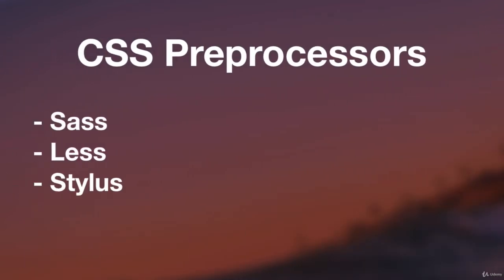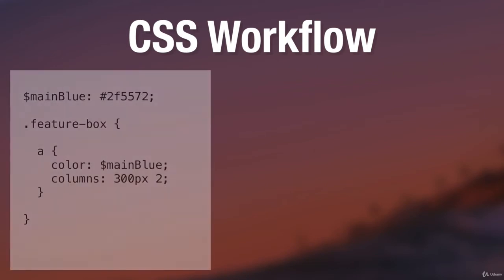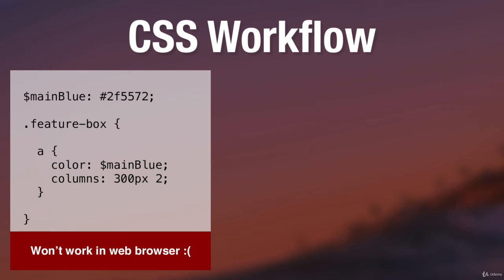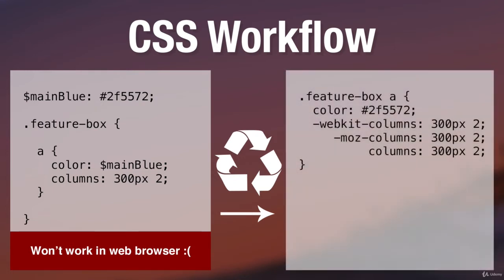So tools like Sass and Less and Stylus let us write CSS the way we wish we could write it, even though it won't work in a web browser. And then these tools pass our code through a filter that spits out a new file. And in that new file, it automatically converts our code into regular CSS that will work in web browsers. So it's the best of both worlds.